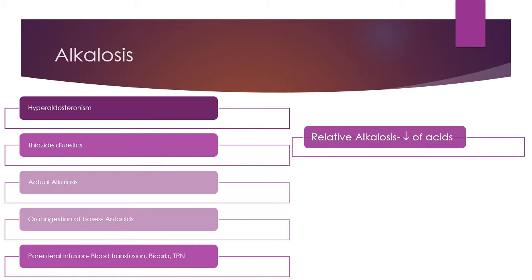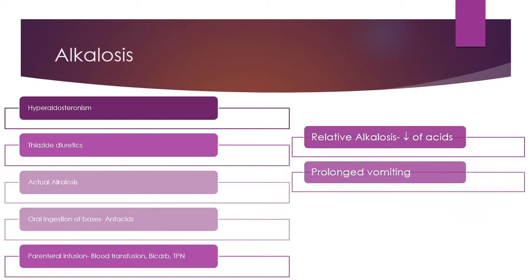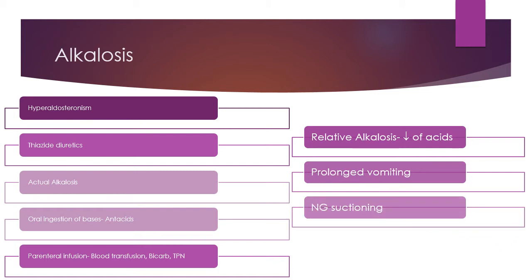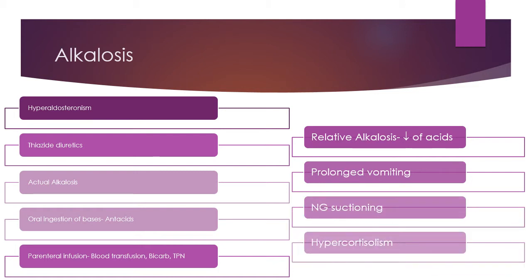And then we have relative alkalosis, which is like a decrease in the number of acids. Could be due to prolonged vomiting, nasogastric suctioning, or hypercortisolism.